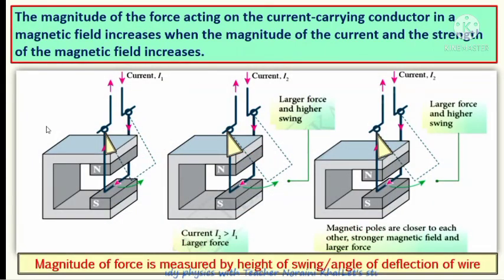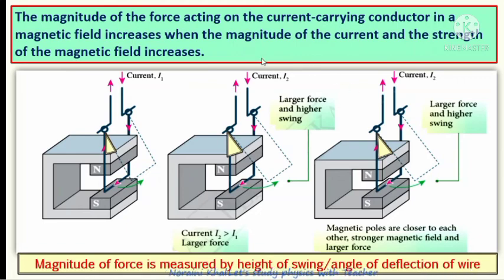The same activity can be carried out by using this setup of apparatus. So we have this wire hung in this way so that it is able to swing or to deflect. For the first situation, current I1, when the switch is on, you can see the wire swing up or deflect up. You can measure the angle of deflection or measure the height of swing. The magnitude of force in this case is measured by the height of swing or angle of deflection of the wire.